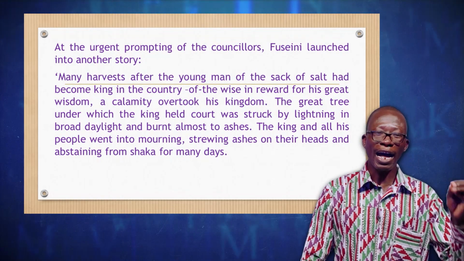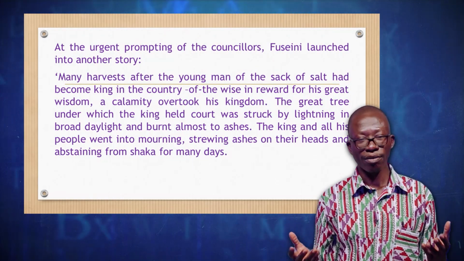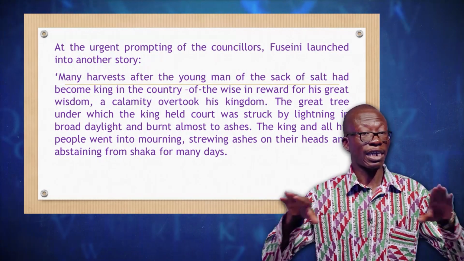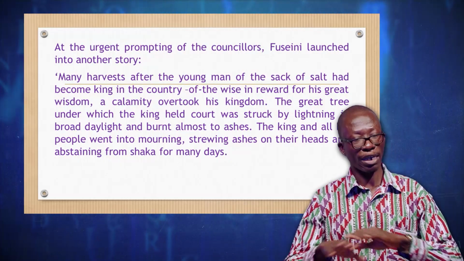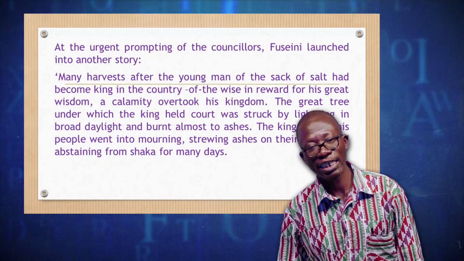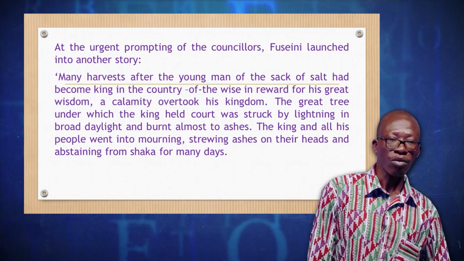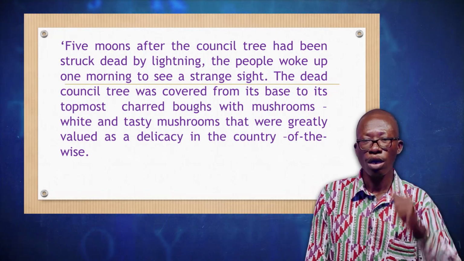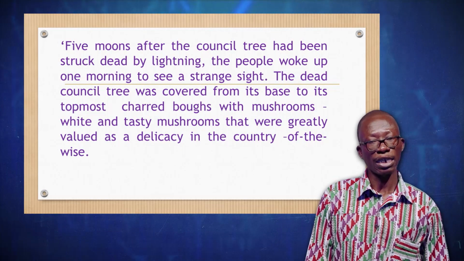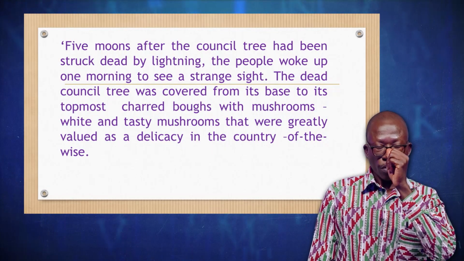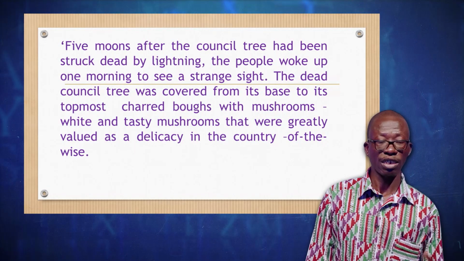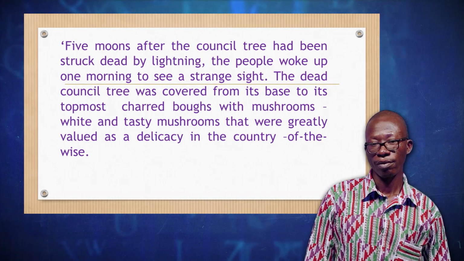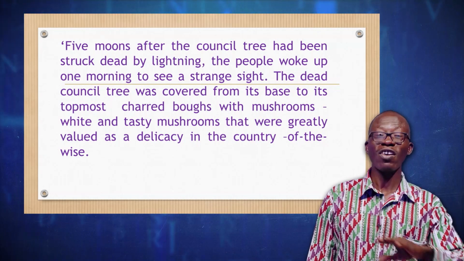So first of all, identify the clauses and then ask ourselves, are these clauses of equal weighting in the sentence, or is one subordinate to the other in the sentence? So let's first of all identify the sentences in this paragraph. "Five moons after the council tree had been struck dead by lightning, the people woke up one morning to see a strange sight." That's a sentence. It is a sentence because orthographically it begins with a capital and ends with a full stop. And again, it gives a complete sense.